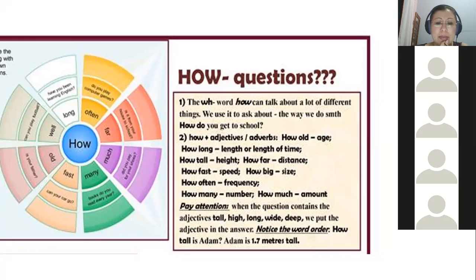How tall is Adam? Adam is 1.7 meters tall. Lo que nos está diciendo es que cuando nos preguntan con un adjetivo, la respuesta debe de llevar ese adjetivo, ¿verdad? We say, how tall is Adam? ¿Qué tan alto es Adam? Adam is 1.7 meters tall. Adam es 1.7 metros de alto.